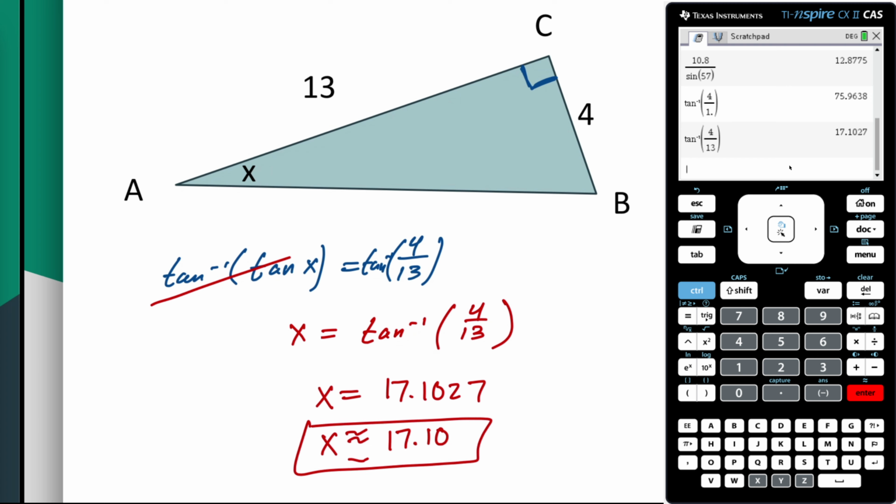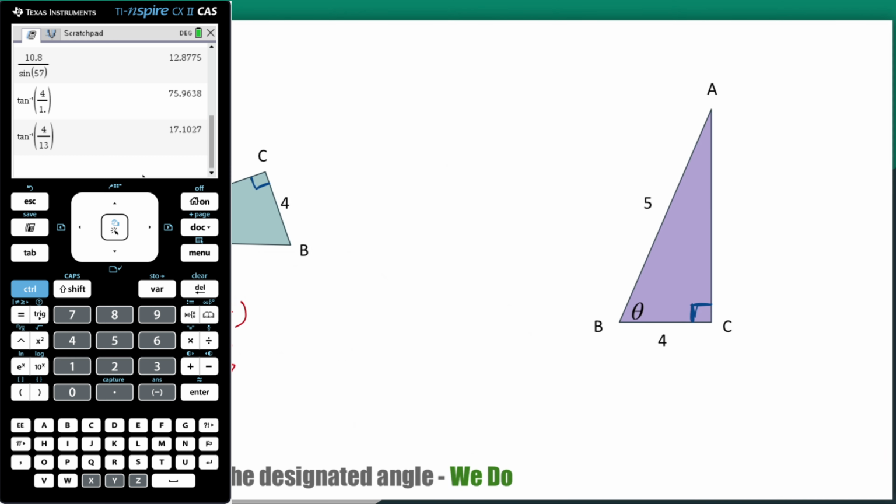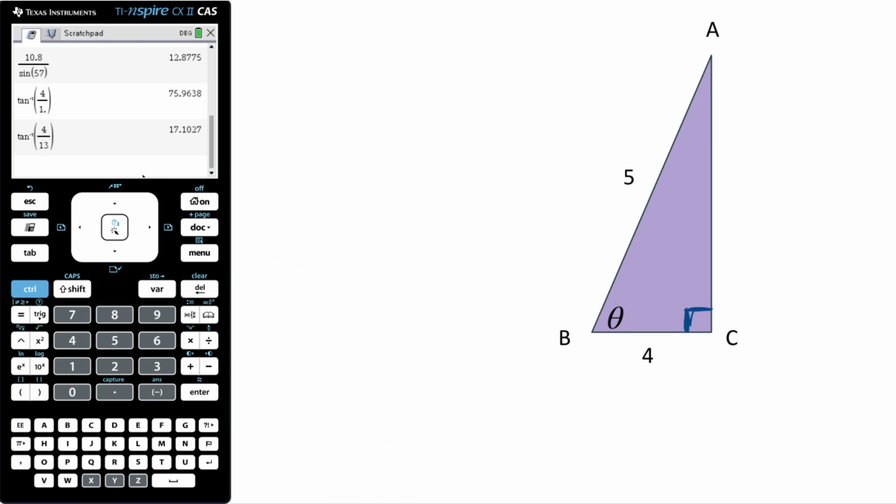Okay? So remember, opposite over adjacent. That helped us use tangent. We use the inverse to get rid of it, and then we have to plug in the inverse into our calculator. Okay? All right, so let's move that calculator over here. Here is one for you guys to try. Pause it and give it a try.